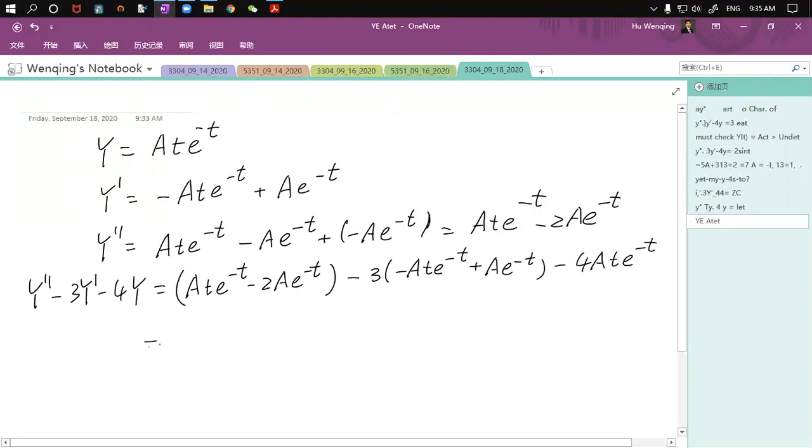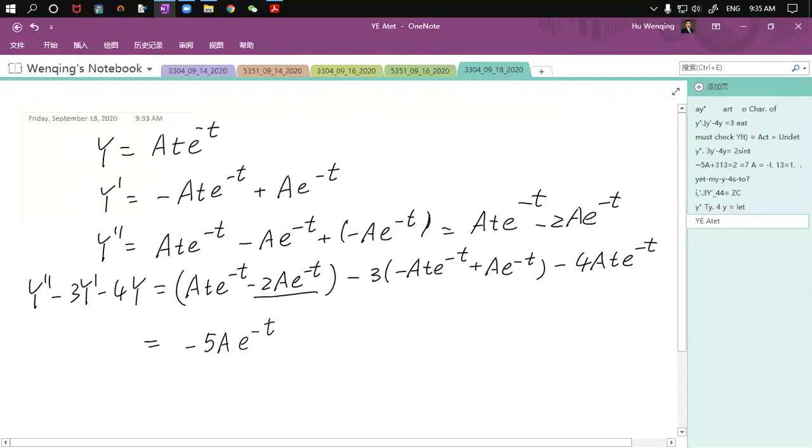So you can collect the terms, right? Let's first collect e power minus t. You're going to have minus 2a plus 3a, and that's it. So that's minus 5 times a e power minus t, am I right?